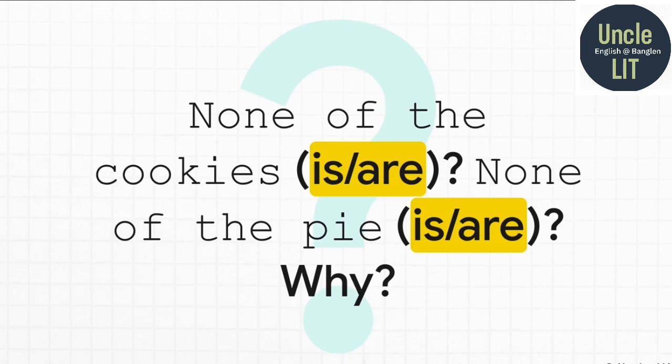Okay, to wrap this all up, let's put your new skills to the test with one last puzzle. Take a look at these 2 sentences. One of them uses is, and the other one uses are. Based on that rule we just learned about quantities, can you tell which is which? And more importantly, can you explain why? Give it some thought.